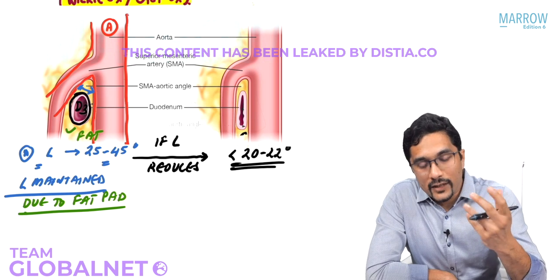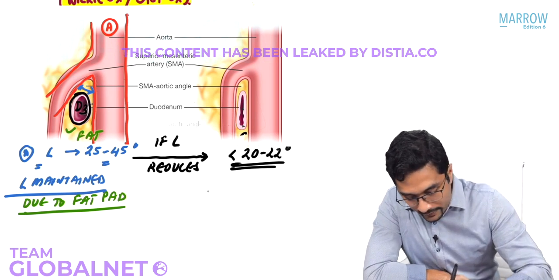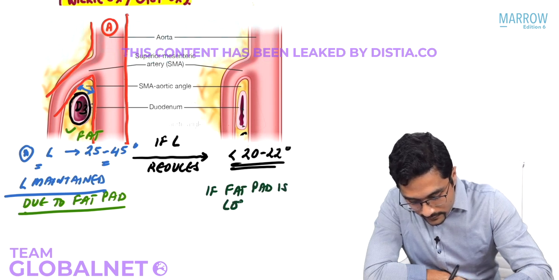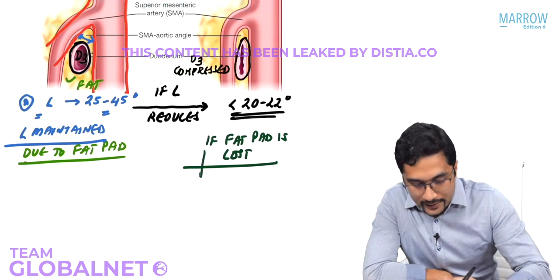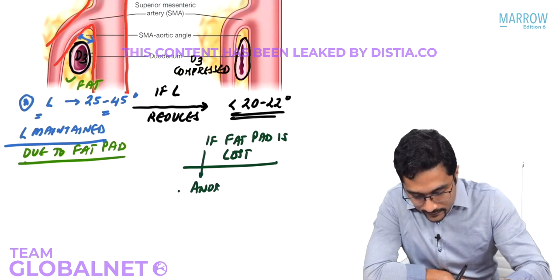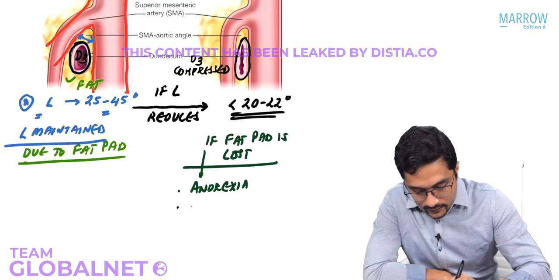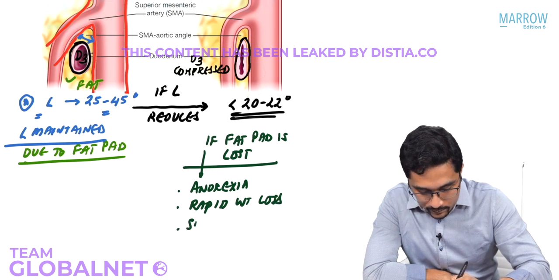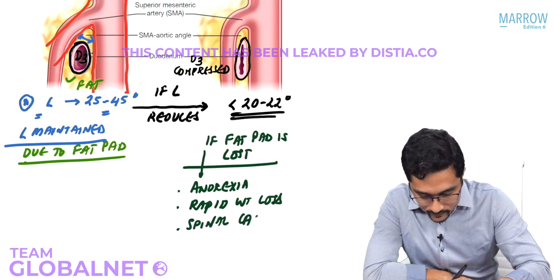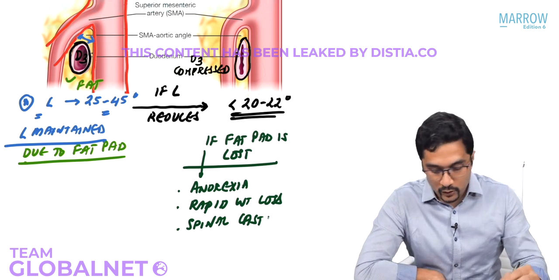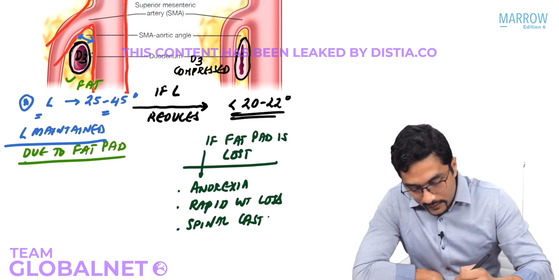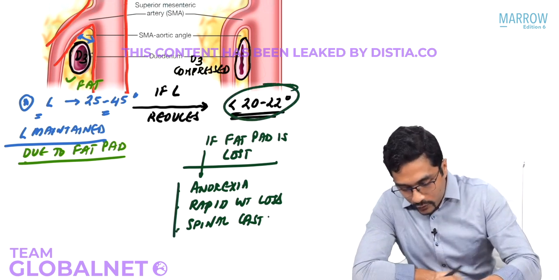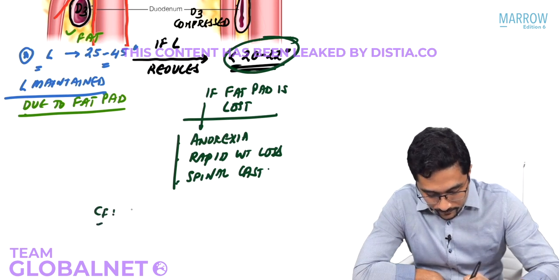Now, why will the angle reduce? The angle will reduce if the fat pad is lost. This can be seen in patients with anorexia, or if there is rapid weight loss, or if a spinal cast is put. These are the conditions when this fat pad can go and the angle can reduce, and these patients can land up with duodenal obstruction. The clinical features would be bilious vomiting.